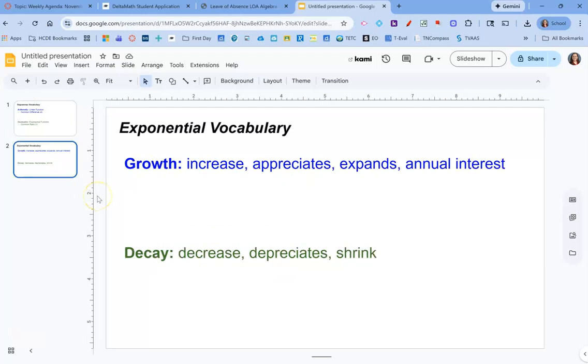A little bit more vocabulary before we look at the Delta Math. When we talk about growth, if you are reading a problem and it has words like increasing, appreciating, expanding, a problem dealing with annual interest, that is talking about values growing, exponential growth. If you have problems that have words like decrease, depreciate, shrink, that's where we're talking about decay. Values are getting smaller. You're subtracting from 100, or you're subtracting from the whole when you're decaying. So let's take a moment to look at some of the Delta Math that you'll have.